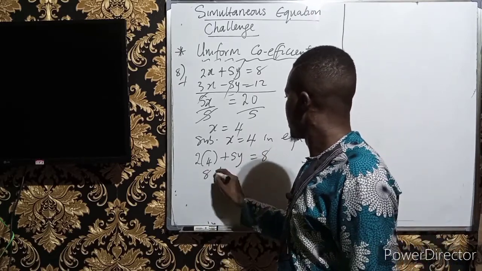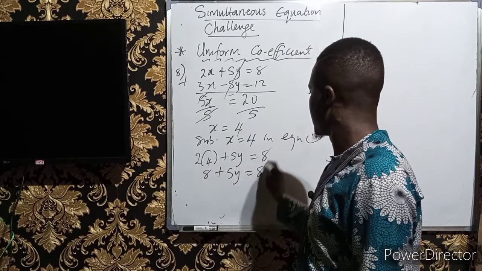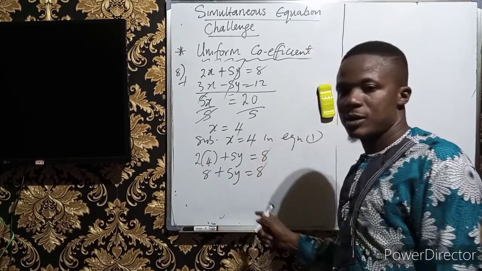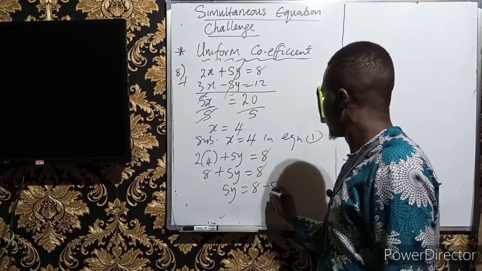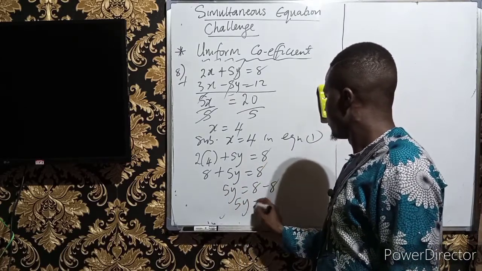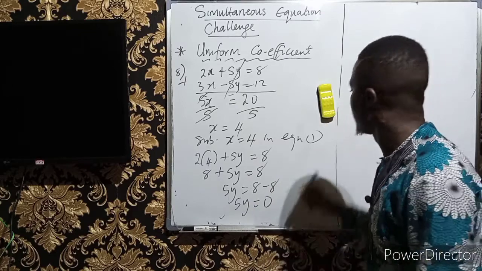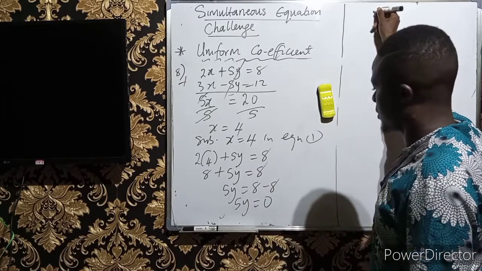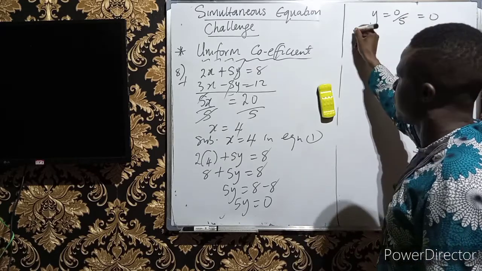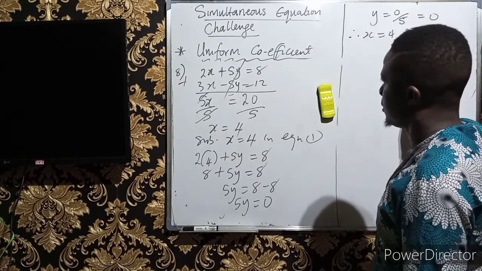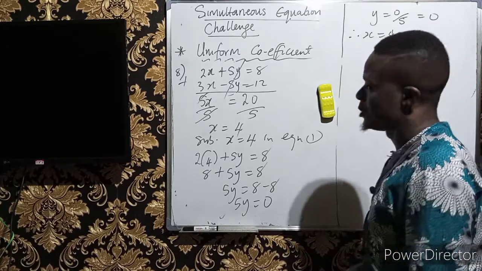2 times 4 is 8, plus 5y is 8. This 8 coming to the other side turns to minus, so we shall have 5y is 8 minus 8, and 5y is 0. So to get y, I'll divide both sides by 5. So y is now 0 over 5, which is 0. Therefore, x is 4, y is 0.